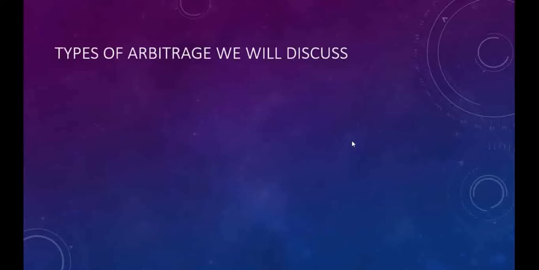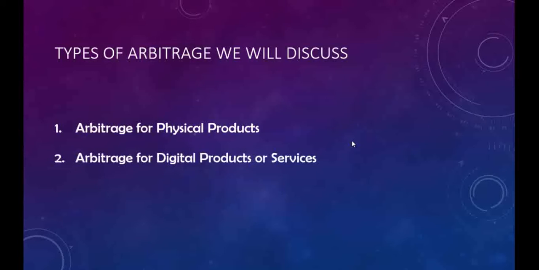Now, let's see what types of arbitrage we will discuss in this course and class. First of all, we will discuss arbitrage for physical products, like the example I just gave you with the iPhone, but it can be related to any type of physical product. I don't know, even shampoo if you want, or anything that is a physical product. Then we will also discuss arbitrage for digital products or services, which is a newer type of arbitrage, to say so, but it's getting more and more traction, and it's very useful, and it can be a very lucrative business model.